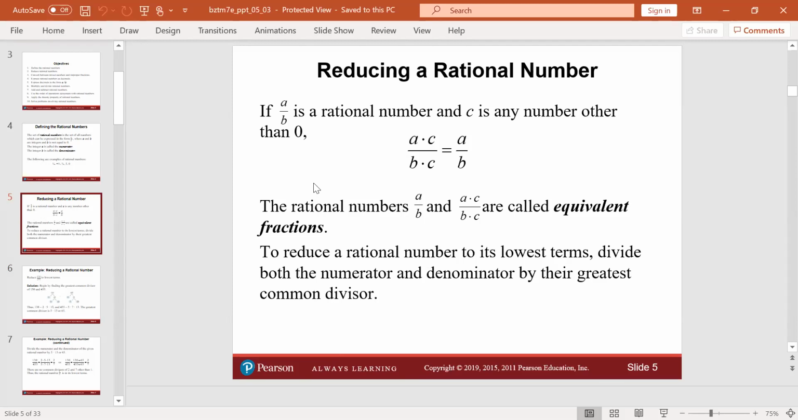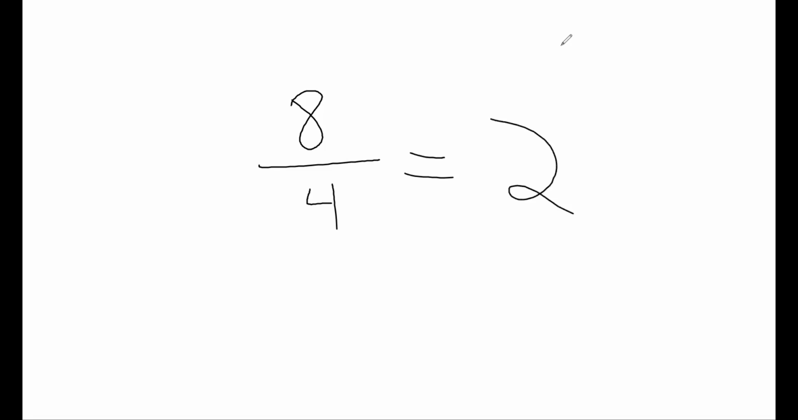So for instance, you can have like the number, I don't know, we'll make something up. How about 8 over 4? Now, if you think about a fraction, you're thinking 8 over 4 means 8 divided by 4, right? So 8 over 4 could be just 2. But you could also write that as 10 over 5.